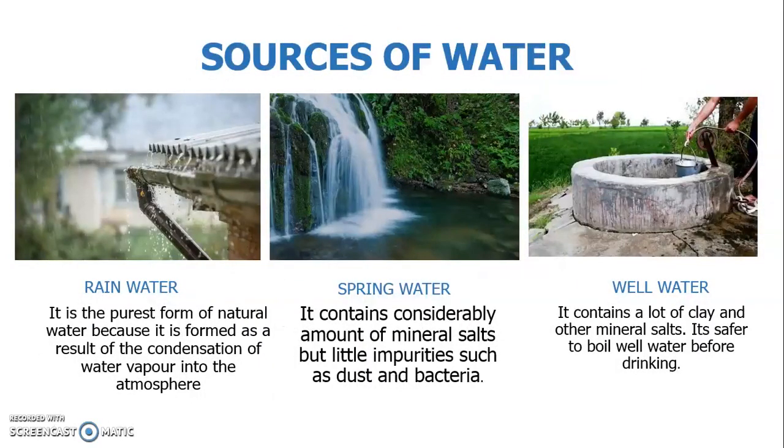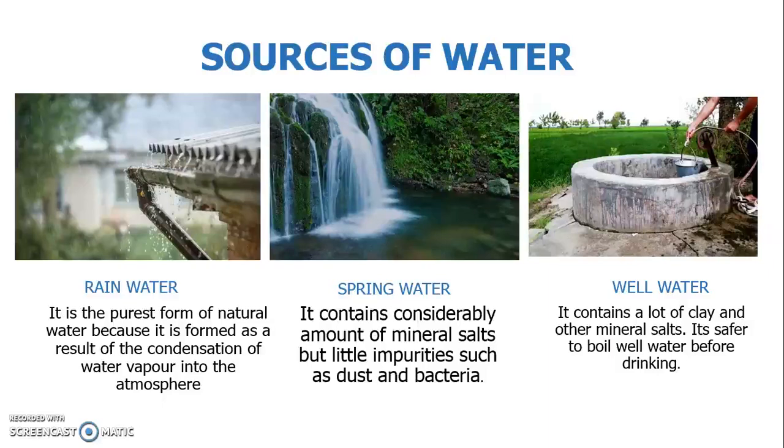Now let's look into rainwater. Rainwater is the main source of drinking water. It is the purest form of natural water because it is formed as a result of the condensation of water vapor in the atmosphere. This we'll get to know better when we study the water cycle. Now, air contamination causes rainwater to become acidic and adds metals such as lead into rainwater, which makes it necessary for us to treat rainwater if need be before using it in our various homes.